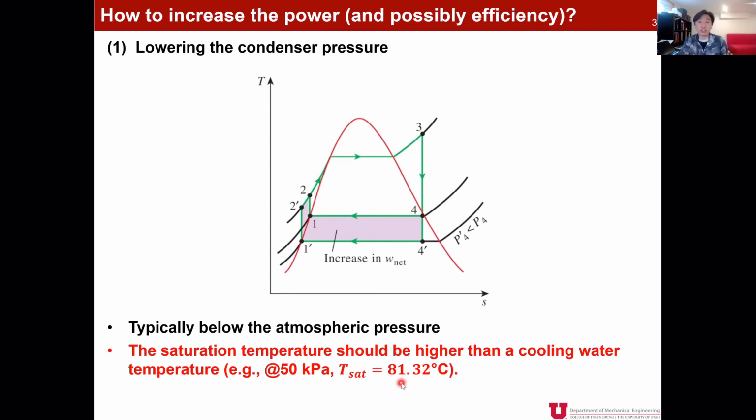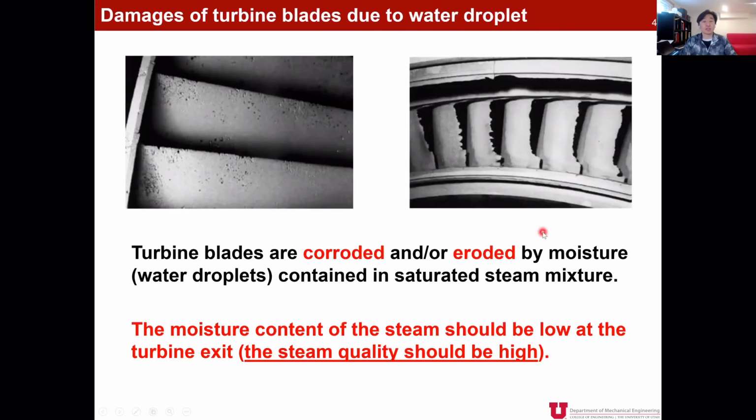Another challenge is that by looking at this TS diagram, if you compare 4 and 4 prime, we can clearly see that the quality at 4 prime is lower than the quality at 4. So in other words, at 4 prime, we have more moisture or water droplets inside the steam than at point 4. Then what would those increasing water droplets cause or damage in the overall steam power plant? These are possible problems of water droplets going around the turbine.